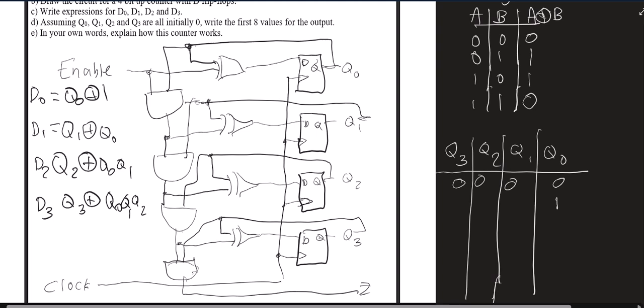Okay, now next time around, Q0 is 1. What's 1 exclusive OR 1? 0. Okay, now Q0 is 0 again. 0 exclusive OR 1, 1. And then what's going to happen next? 0. And then 1, 1, 2, 3, 4, 5, 6, 7, 8.